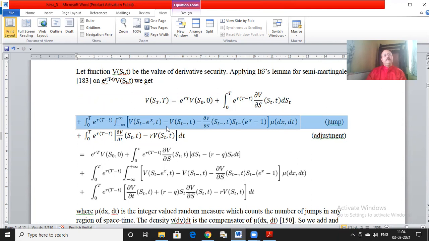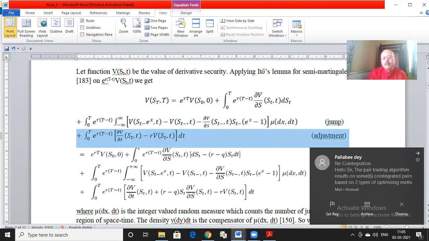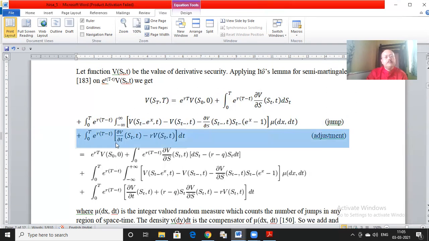And then when I have incorporated a jump, that automatically changes the average of the process. The drift term, the average expectation term, that changes. So that has to be adjusted back. So to make that back adjustment, we have an adjustment term here. This last integral, which centers our mean back to the original level.